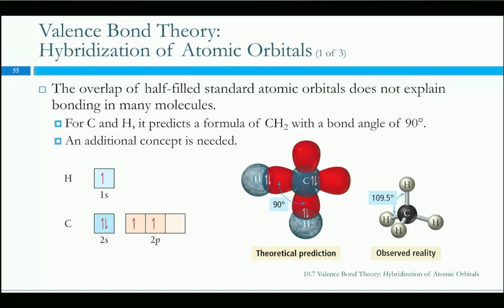Okay, so again, we just looked at H2S, hydrogen sulfide. In H2S, sulfur had its 3s filled, and then its 3p had 1, 2, 3, 4 electrons. So it had two half-filled orbitals. So when hydrogen forms a bond with sulfur, we saw that it had angles of 90 degrees.